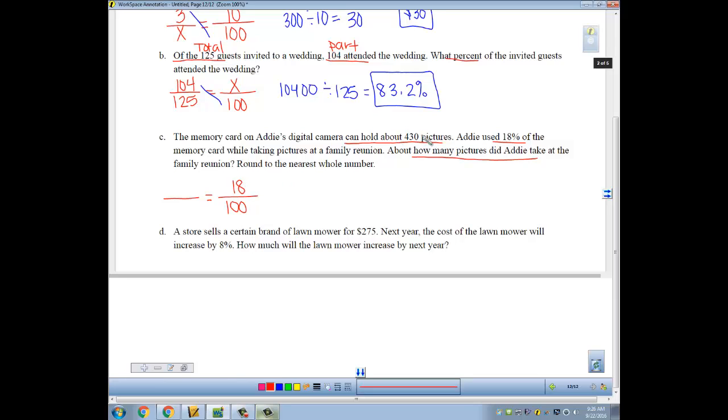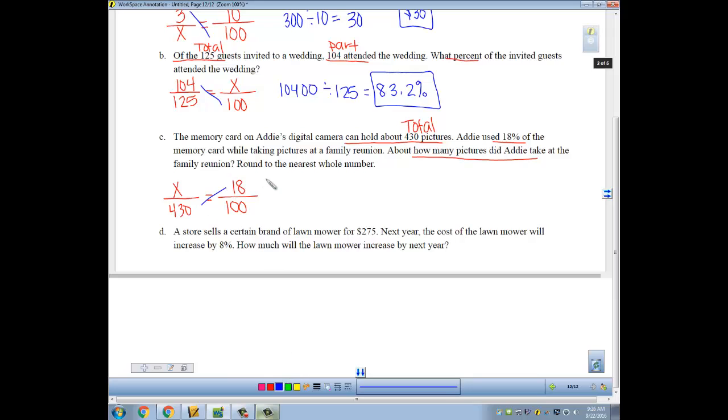So I just need to figure out, is 430 the total pictures that the card could hold, or is it part of the pictures that she did take? I say this is the total. The camera can't hold any more than that. And we're figuring out what part of that she took. So we don't know the part, we know the total is 430.